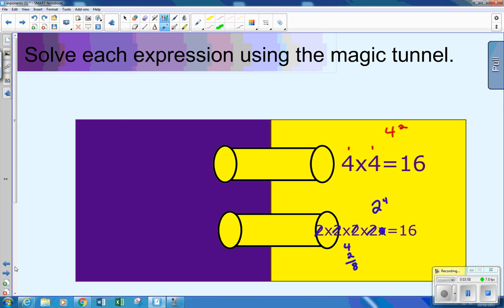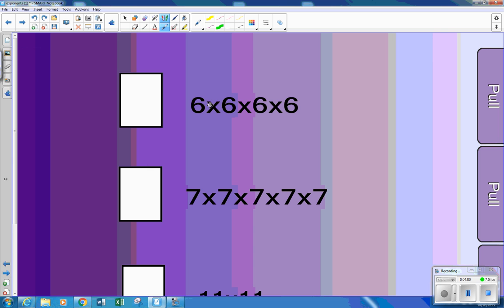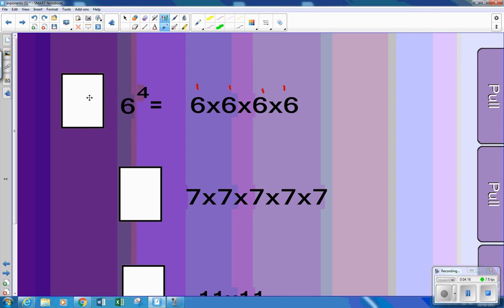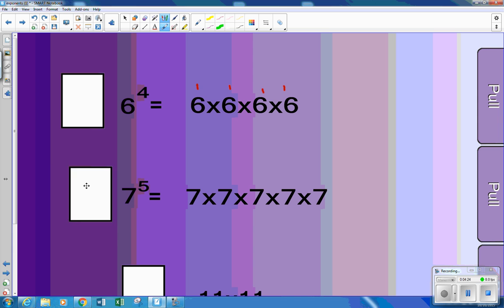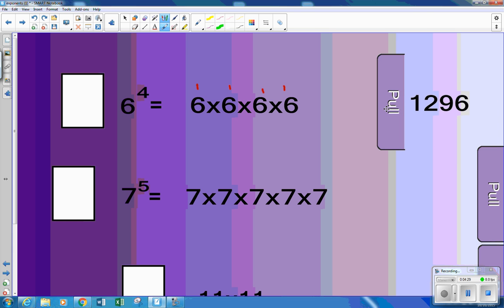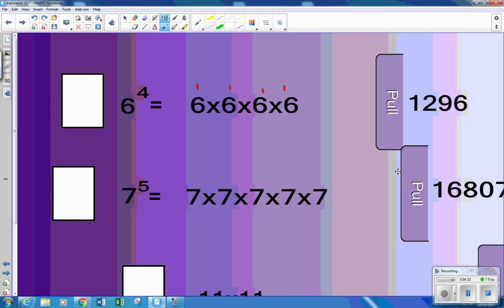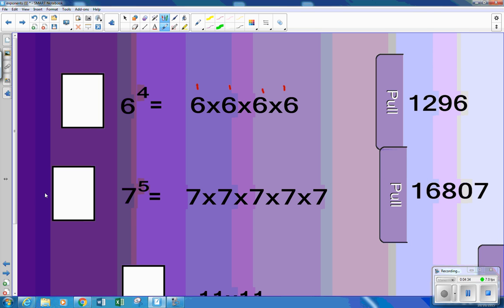And no matter what the base is, like this one where we have a base of 6, how many 6s do you see? I see 1, 2, 3, 4. This tells me 6 times 6 times 6 times 6 is the same thing as 6 to the fourth power. This one is going to be 7 to the 1, 2, 3, 4, fifth power. 7 to the fifth power. Then we can multiply these out 2 at a time. 6 to the fourth power is 1,296. These are big numbers. 16,000 for 7 to the fifth power.